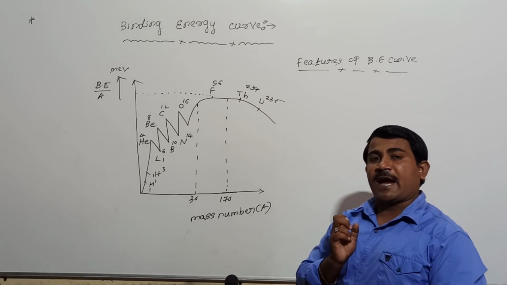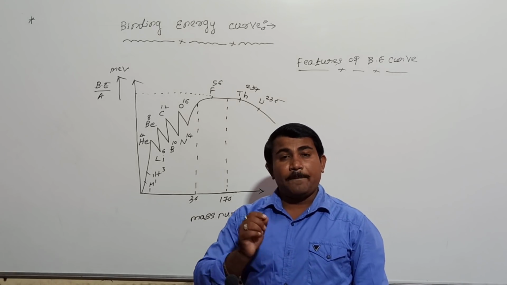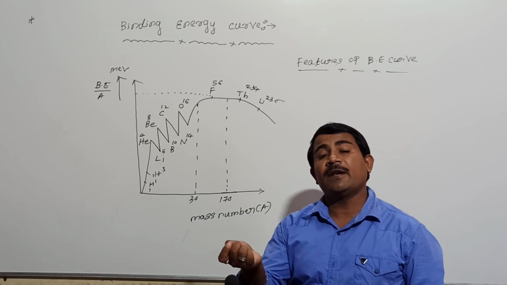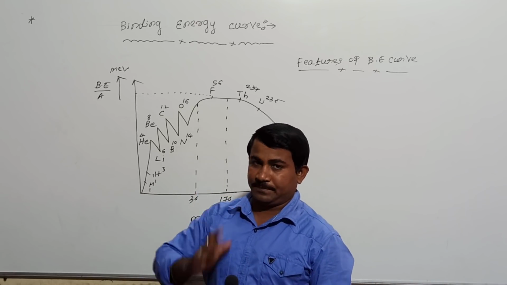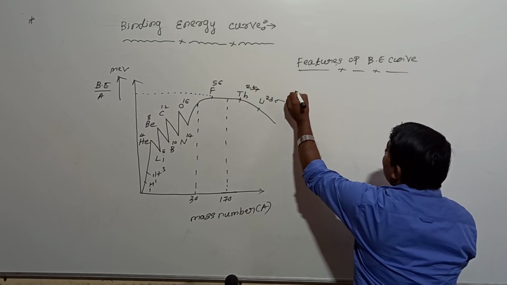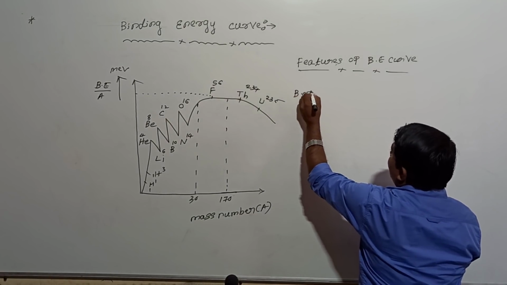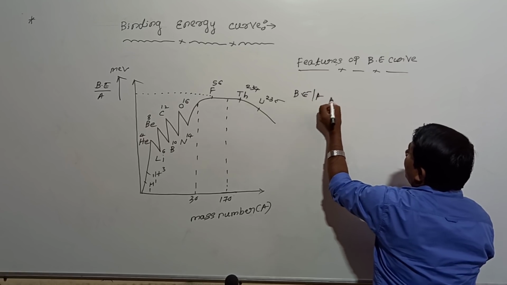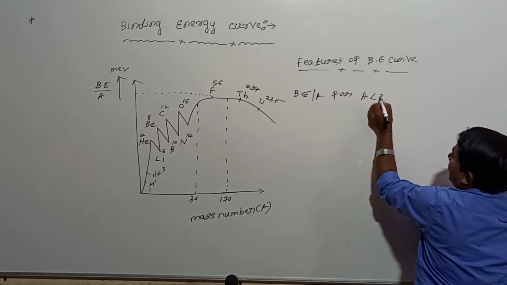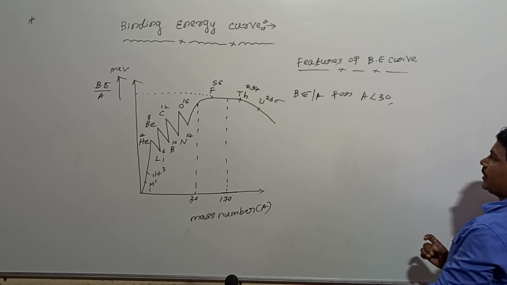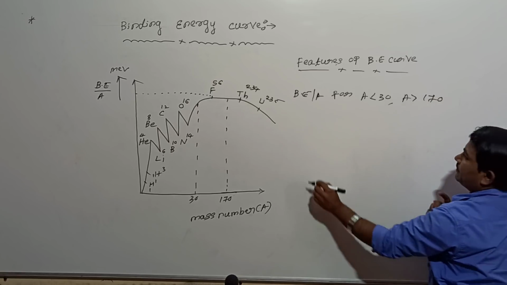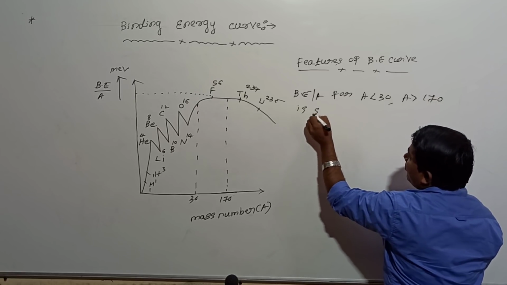The graph shows that the binding energy per nucleon for light nuclei and heavy nuclei is very small. What is it? The binding energy per nucleon for light nuclei and heavy nuclei is very small.